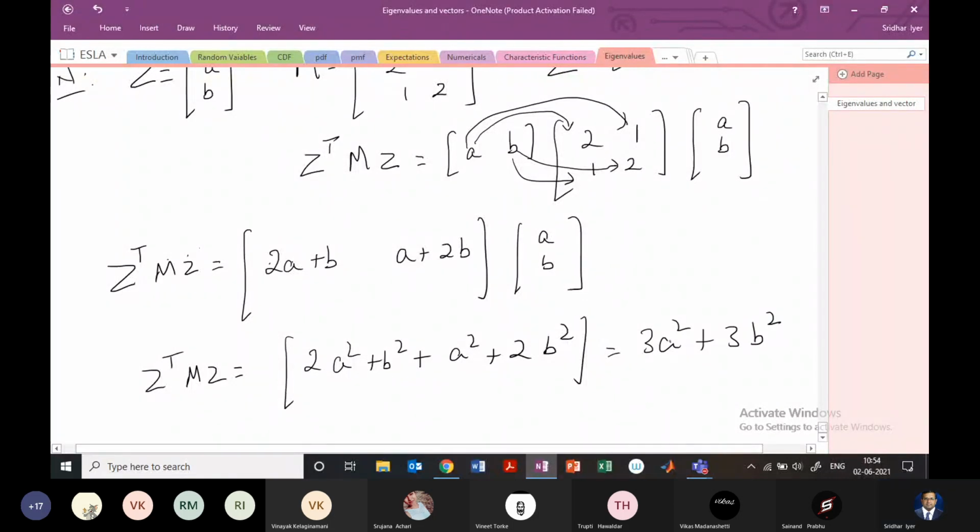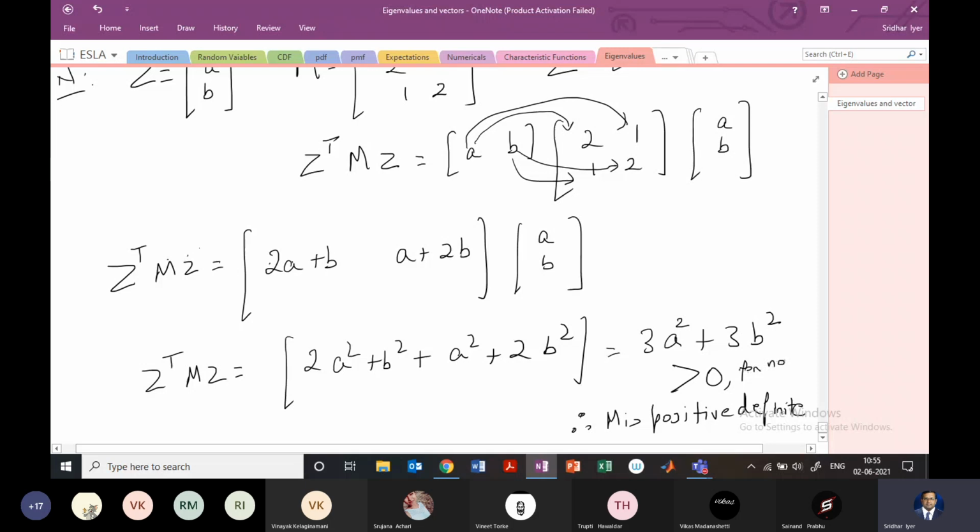And under all conditions, whether a is positive or a is negative, you are always going to get this value greater than 0, right? Because it is a squared value. So even if you have -1, +1, -2, +2, it doesn't matter. This is always going to be greater than 0, right? Therefore, M is positive definite, right? The only case in which this will not be greater than 0 is if a and b are 0, right? So therefore 3a square plus 3b square is greater than 0, right?